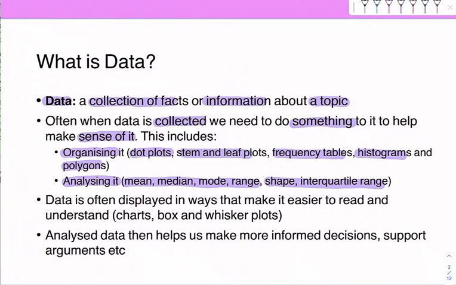Now, data is then often displayed in a variety of ways that make it easier to read and understand. So there might be things like sector graphs, pie charts, column graphs, as well as another one that we're going to look at this year called a box and whisker plot. Often these displaying methods in the real world are done digitally, but it can be useful to know how to do it by hand so you understand where the digital one is coming from.